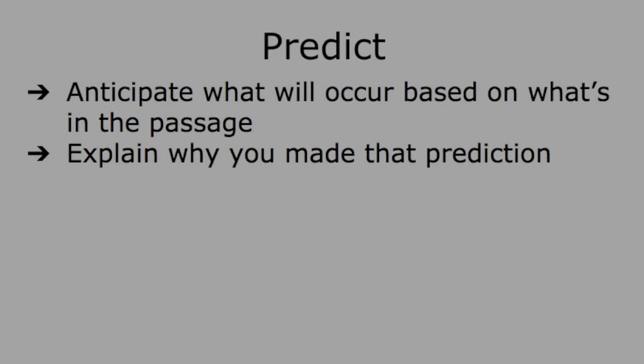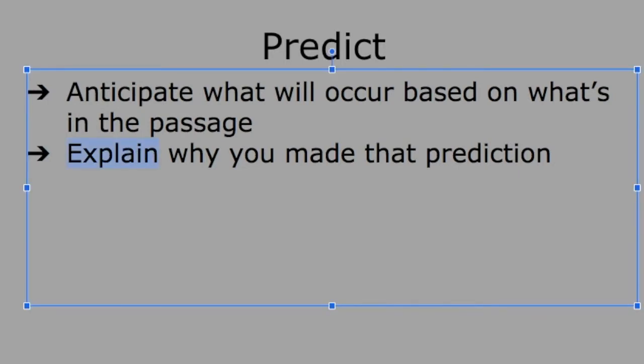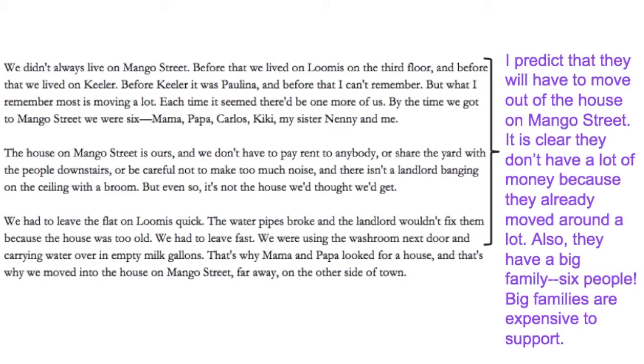The next strategy you can practice for stronger annotations is to make a prediction. You kind of anticipate what will occur based on what's in the passage, but again, make sure you explain why you made that prediction. For instance, here's one. It's a pretty long one. It says, I predict that they will have to move out of the house on Mango Street. That right there is the prediction.